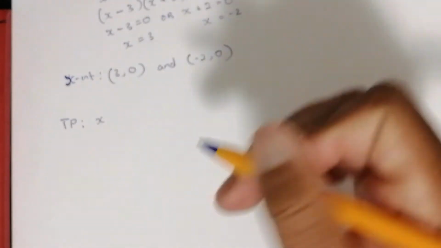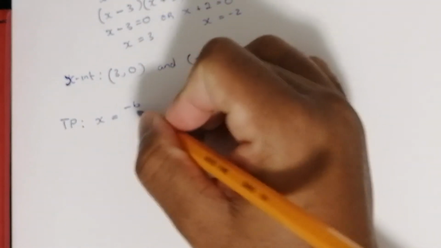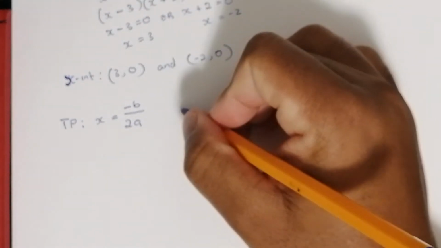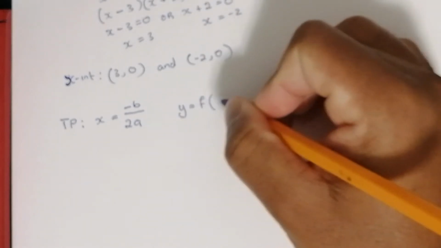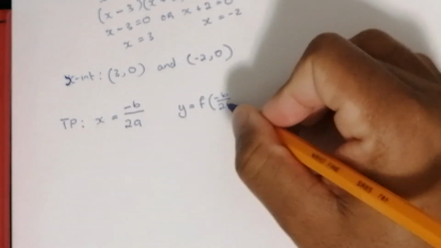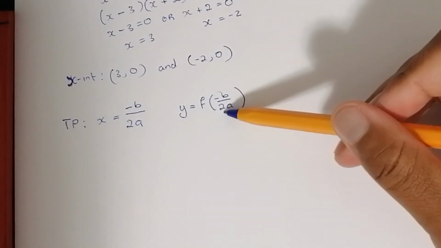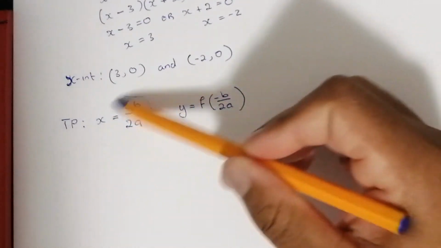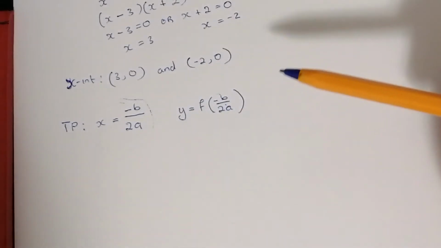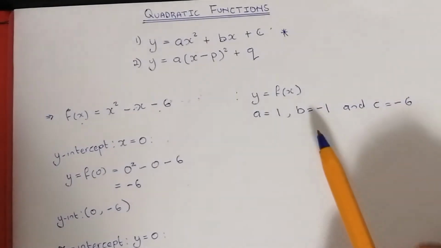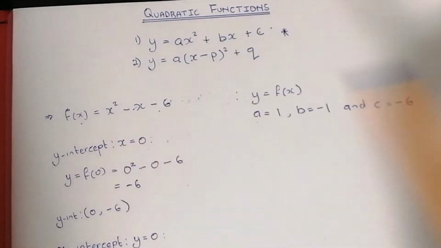So TP is given by x equals minus b over 2a, and then the value of y for the turning point is given by y equals f of minus b over 2a, right? So we're not going to use this explicitly here. We're first going to find the value of x, then substitute x into our original equation to find the y value for the turning point. So remember, initially when we started, we said that a equals 1 and b equals minus 1 from our equation here.